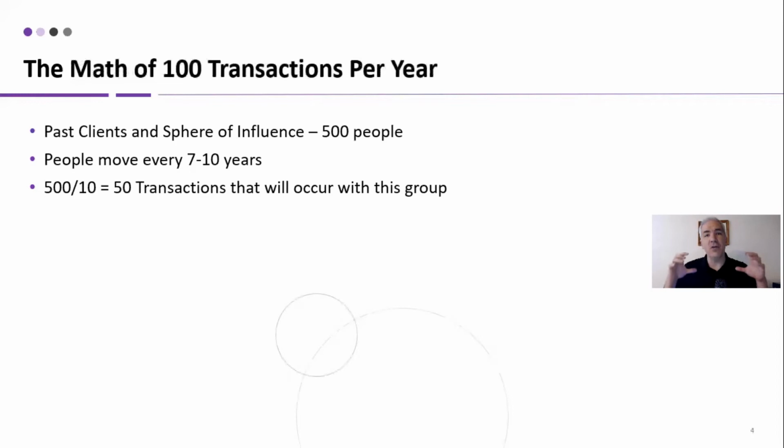So again, if you are consistent and you're purposeful about the marketing that you do with this group of people, you've already got a good chunk of those transactions sitting there with people that already know who you are. If your database is bigger, then obviously this number just means even more for you. If you have 1,000 people, then it's very possible that you can get all 100 of those transactions from what you're already doing, if you were really focused at marketing to this group of people.